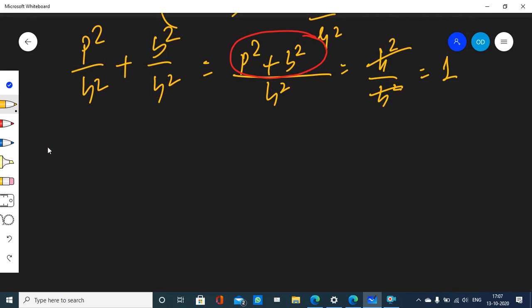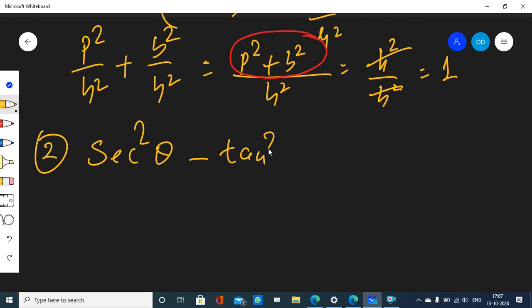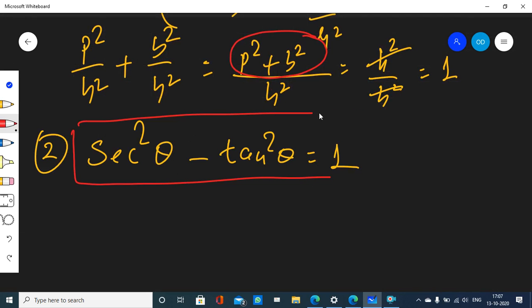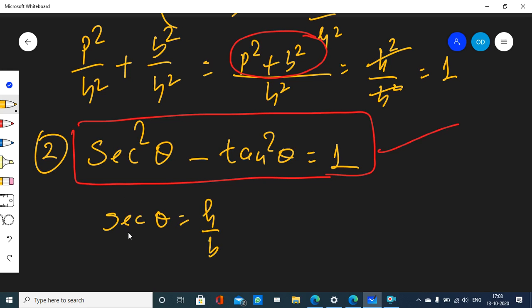Nothing difficult about it. The second identity we discussed is sec square theta minus tan square theta is equal to 1. This formula can be derived in two different ways. The first way is the straightforward way. We know that sec theta is H by b, because sec theta is the reciprocal of cos theta and cos theta is b by h. So sec theta will be h by b.